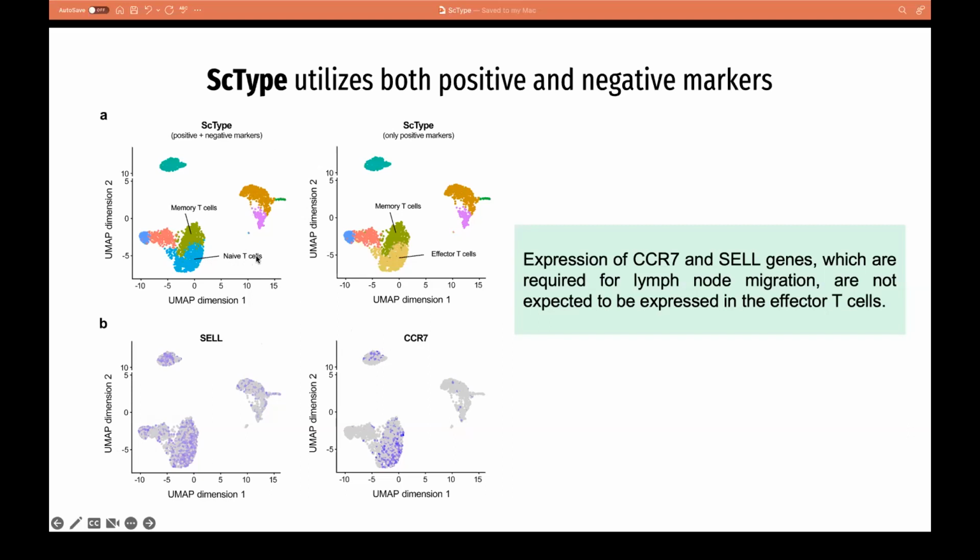such as T cells more accurately. And that's why one of the benefits of ScType is these negative markers, although they are not available for many cell types, but wherever they are, they are really informative to correctly annotate cell types.